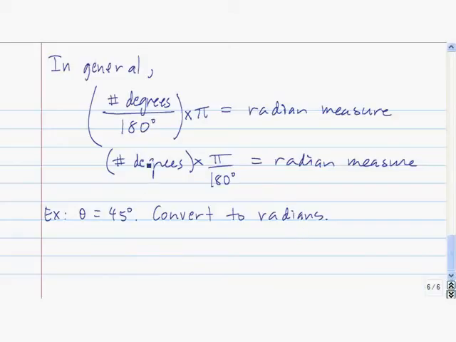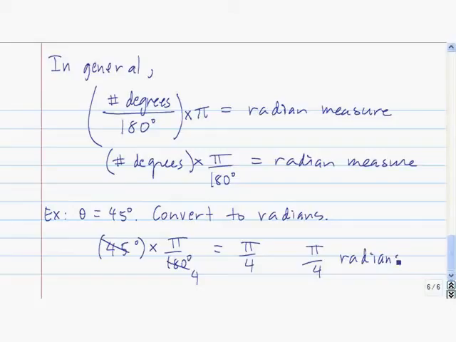Let's convert 45 degrees to radians. We take the number of degrees and multiply that by pi over 180. 45 goes into 180 4 times. So 45 degrees is equivalent to pi over 4 radians.